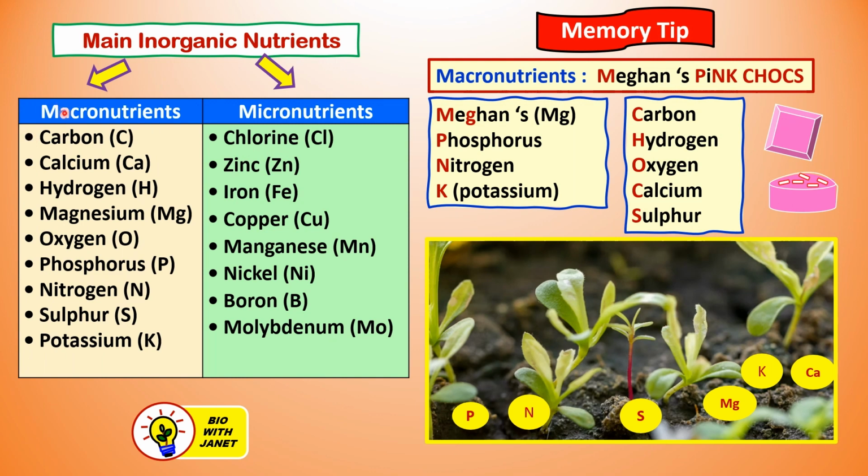So here again, we see the list of macronutrients and the list of micronutrients, which are all considered inorganic nutrients that are needed by the plant. And our memory tip is Megan's pink chalks. M for magnesium, Mg, then P for phosphorus, N for nitrogen, K for potassium, C for carbon, H for hydrogen, O for oxygen, C for calcium, and S for sulfur. Okay, so altogether there are 9 macronutrients that we need to know. All right.